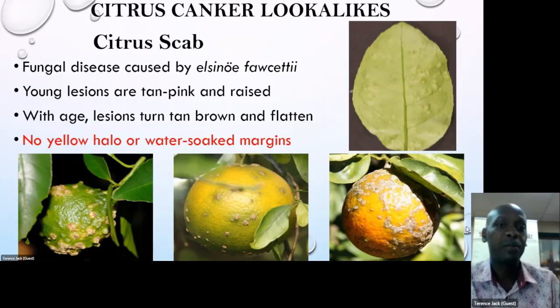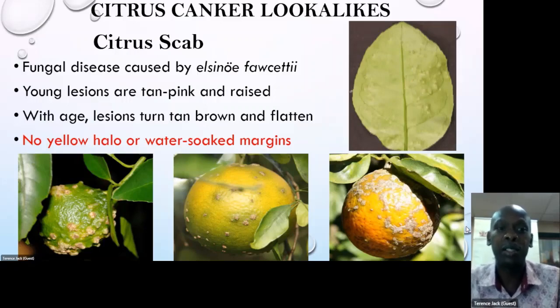Now we also have some Asian citrus canker lookalikes. Now, this is where it gets a bit interesting, because these lookalikes are quite similar in symptomology to citrus canker, but they have some defined differences. So this will get a little bit challenging.